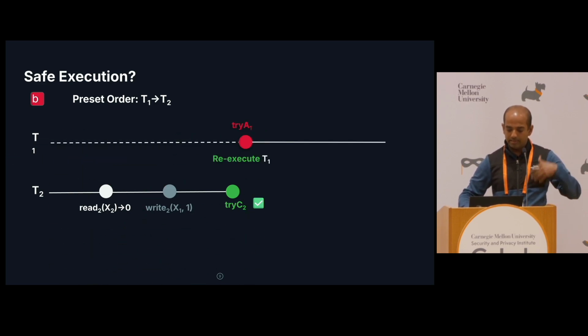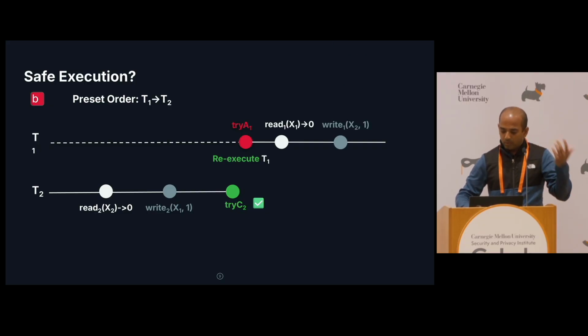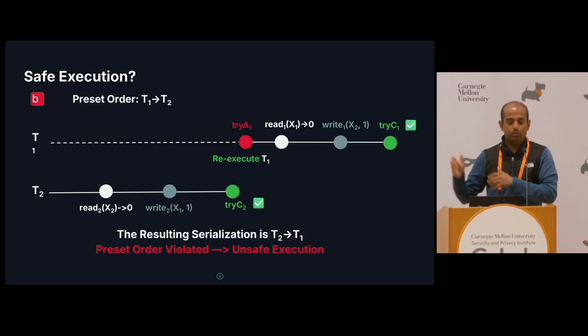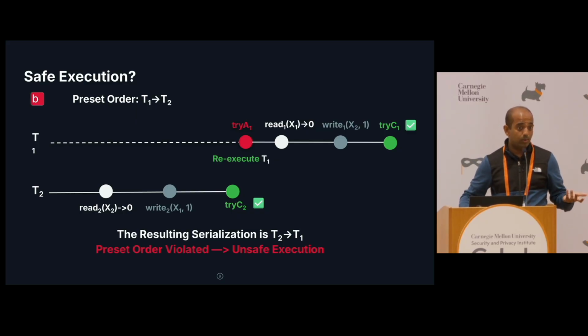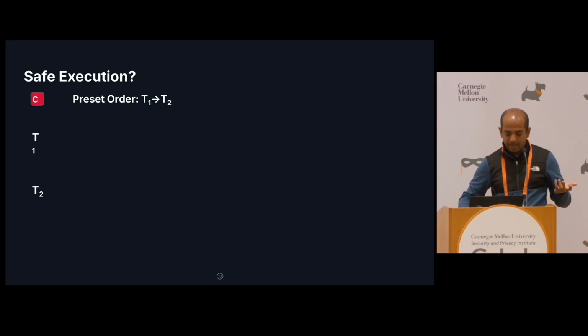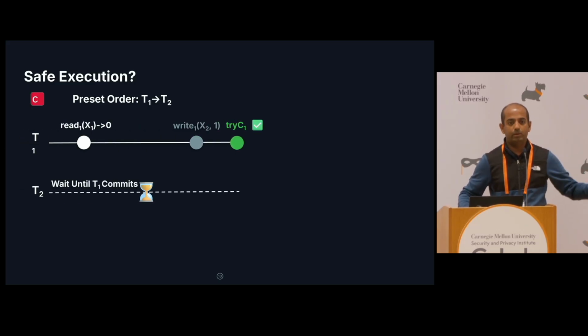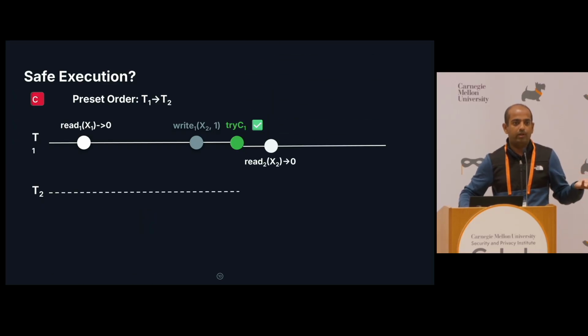The other option is to re-execute. And when you re-execute, you can see that the resulting serialization is T2, T1, and even in this case, the preset order gets violated. So what you really have to do is have transaction T2 wait for transaction T1. So this is what we call the ordering curse.